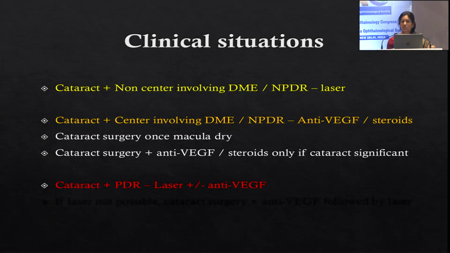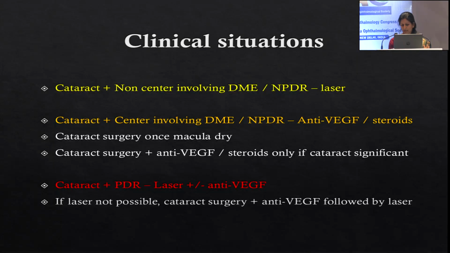If there is cataract and proliferative diabetic retinopathy, again the laser should be done first, with or without anti-VEGF, depending on the amount of macular edema. If laser is not possible, then you can do the cataract surgery with anti-VEGF followed by a laser, and all this should be explained to the patient beforehand.